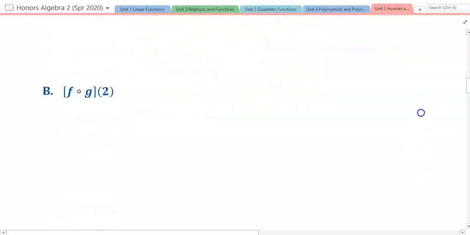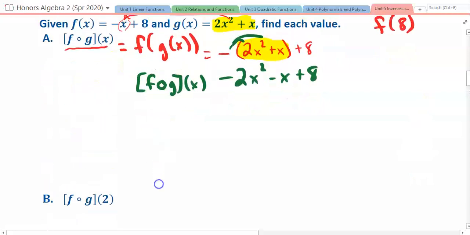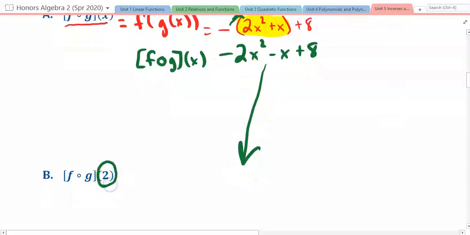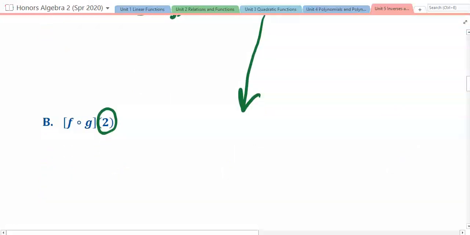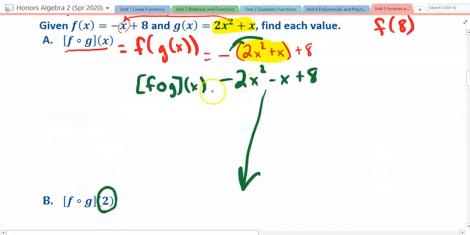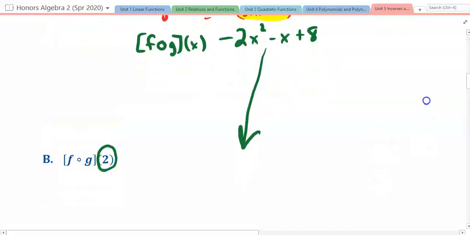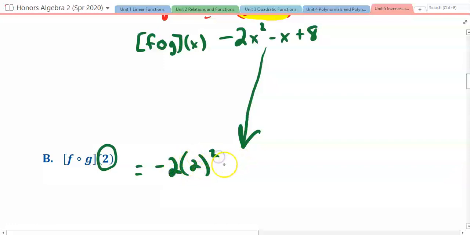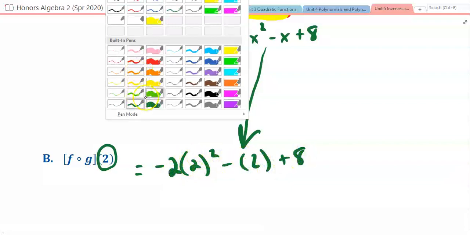So let's talk about problem B, f of g of 2. Now, I just did f of g of x, right? And so I can take this information, and now I want to plug in 2 for the x. Now, I'm going to show you there are two ways to do this problem. Method number 1 is to plug in for the x after we've done the composition of the two functions. And so everywhere I see the x, I'm going to plug in 2, minus the 2 plus the 8, and then we'll do order of operations to simplify this.